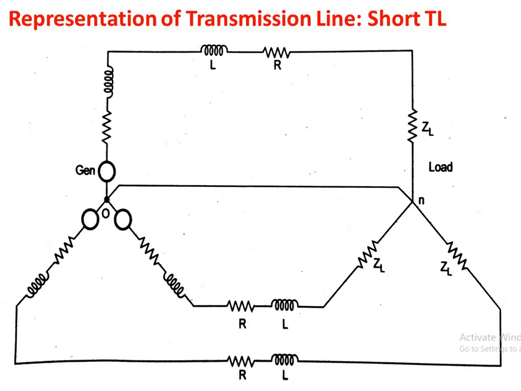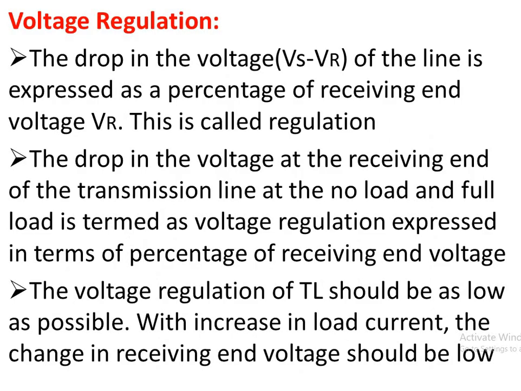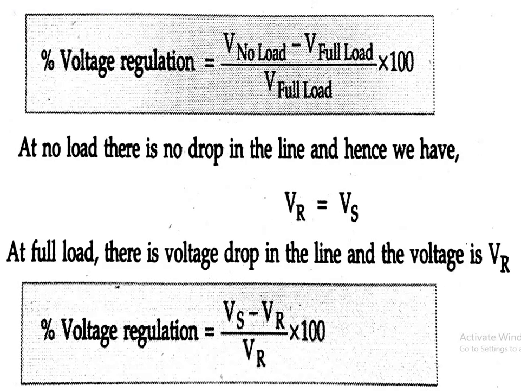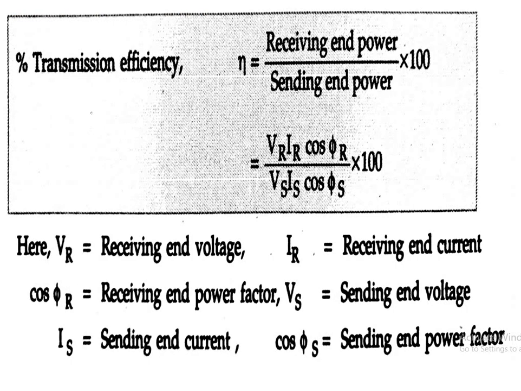Just look here: for short line, C is absent, and for medium, C is present. We discussed voltage regulation, sending end voltage and receiving end voltage: (VS minus VR) divided by VR into 100, and these are the formulas we discussed. And we discussed transmission efficiency, which is output power to input power. Here output power is at the receiving end and input power is at the sending end. The formulas up to here we discussed in the last class.